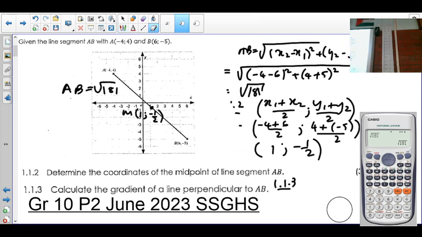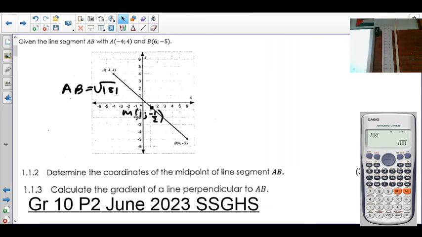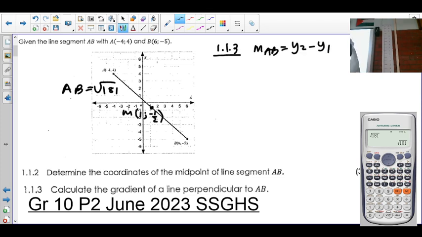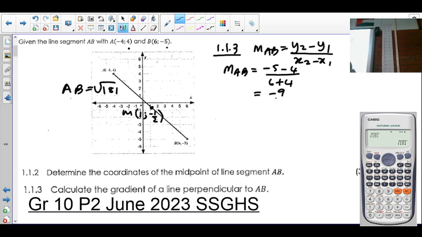Let's take this off as I need the space here. So to calculate the gradient of the perpendicular to AB, I first need to calculate the gradient of AB. And how do we calculate the gradient? y2 minus y1 over x2 minus x1. So the gradient of AB is equal to minus 5 minus 4 over 6 minus 4... I'm using that y2 and y1, and the x values, so that is negative 9 over 10. So the gradient of this line is minus 9 over 10.